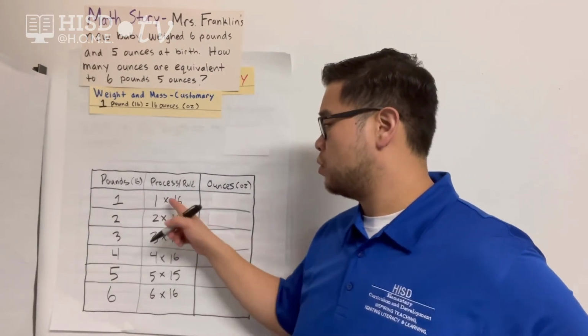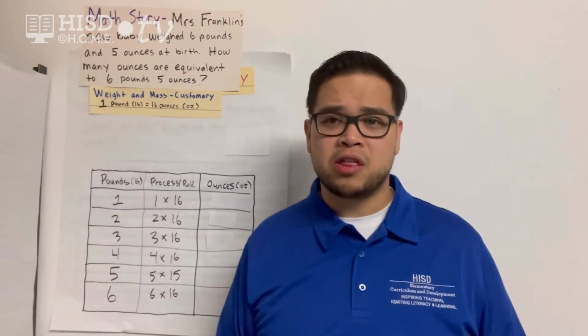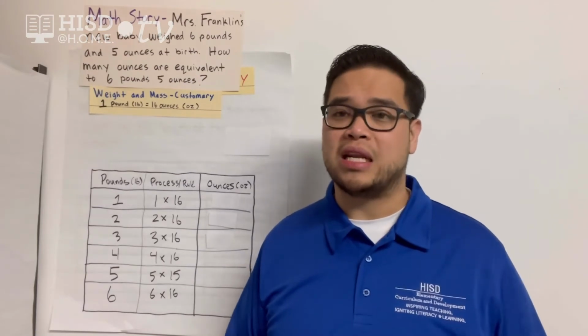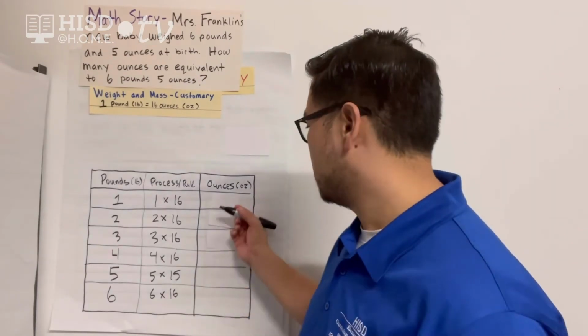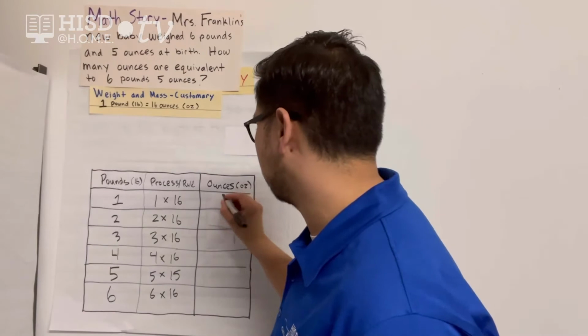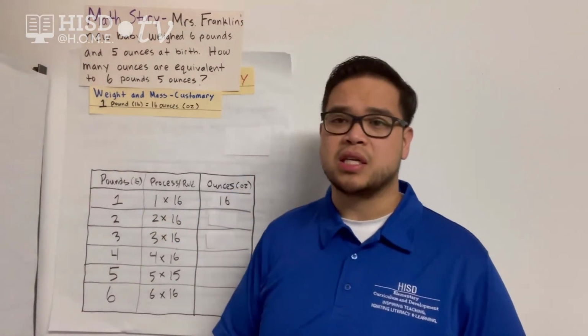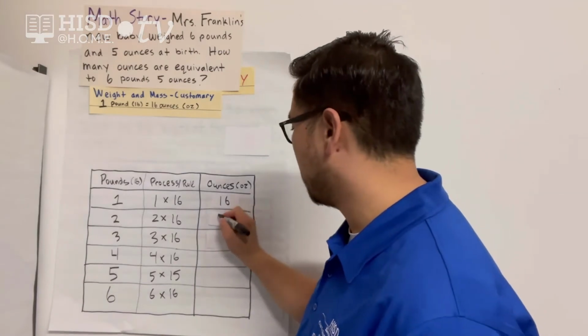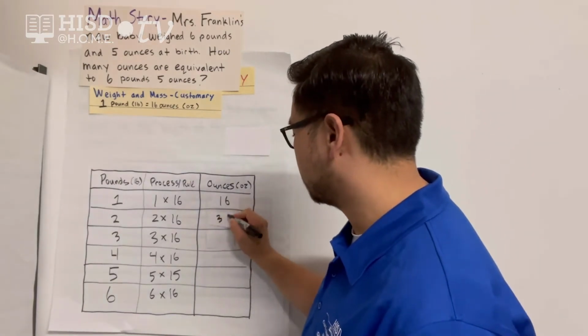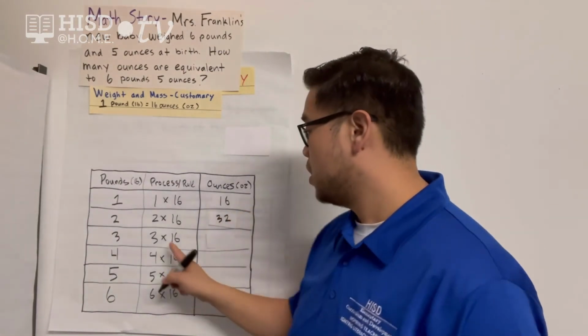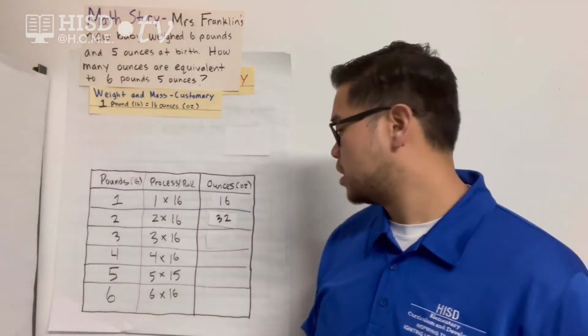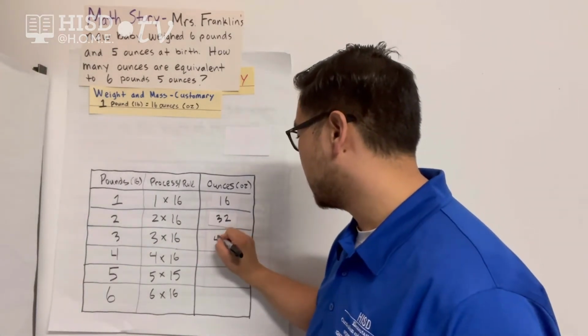Well, let's follow the rule. 1 times 16. Well, in 5th grade by now, you should know that 1 times any number is the number itself. So 1 times 16 is going to give us 16. 2 times 16 is 32. All we had to do to get that is double the 16. 3 times 16 is 48.